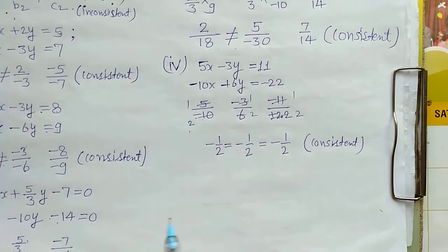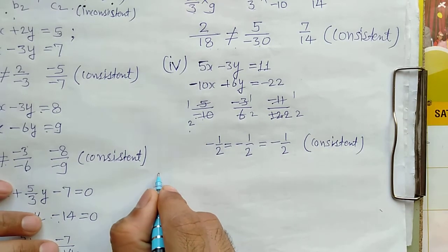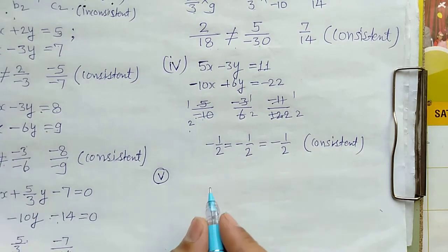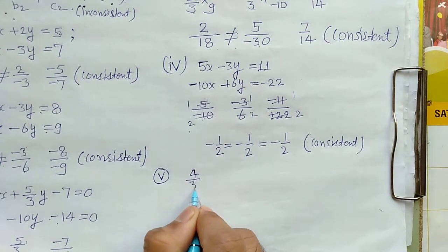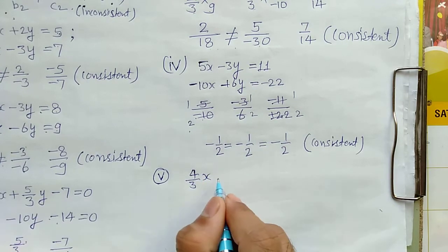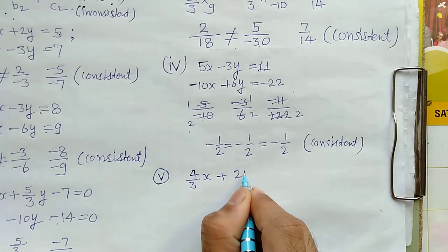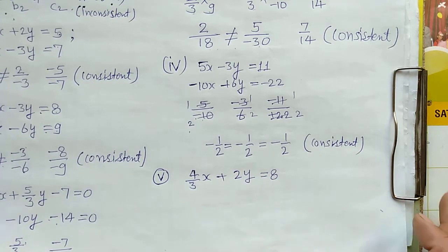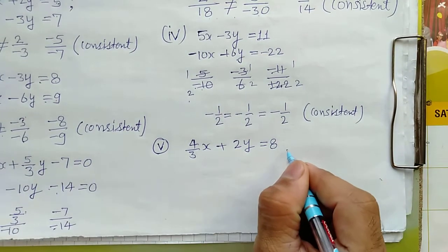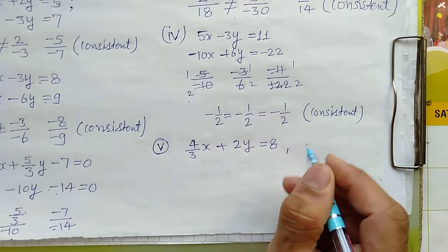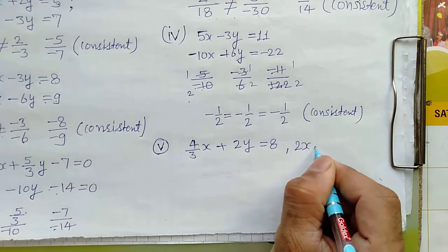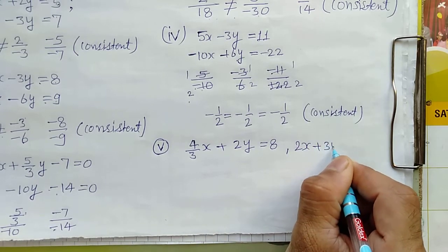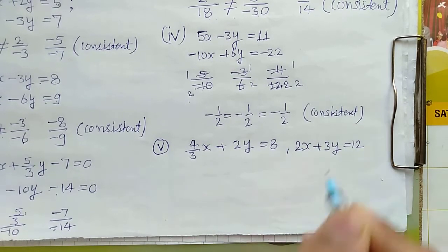Consistent. Okay. Last one, fifth. The last one is 4 upon 3x plus 2y is equal to 8. And the second equation I am writing here: 2x plus 3y is equal to 12.